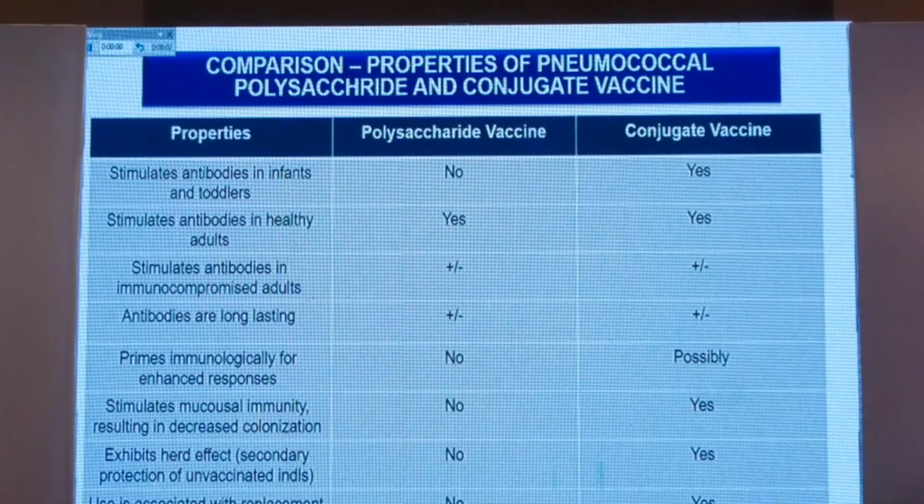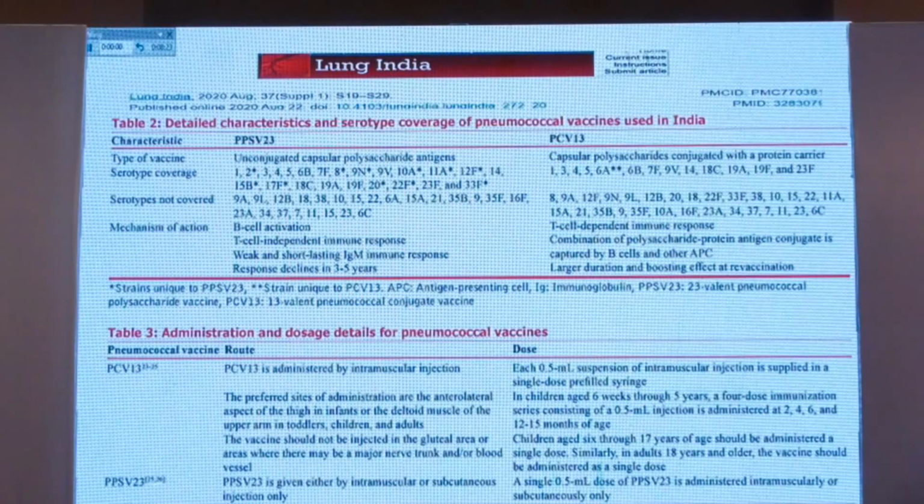So there is a slight edge to the conjugated vaccine over the pneumococcal polysaccharide vaccine because of its enhanced immunogenicity, the mucosal immunity, and the herd immunity. But at the same time, its use is associated with replacement strains. That is, those strains against which the conjugated vaccine is effective are suppressed, and the other strains take over. Just to give you an example, this shows the serotypes against which PSV23 is effective, and these are the serotypes against which PCV13 is effective. It is primarily given by intramuscular injection.